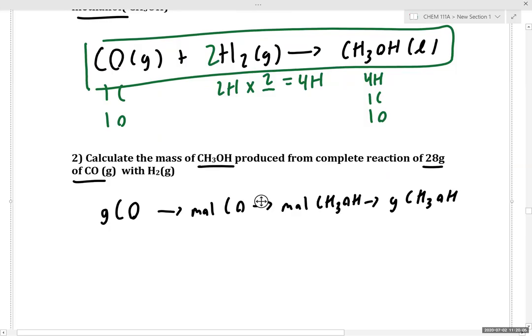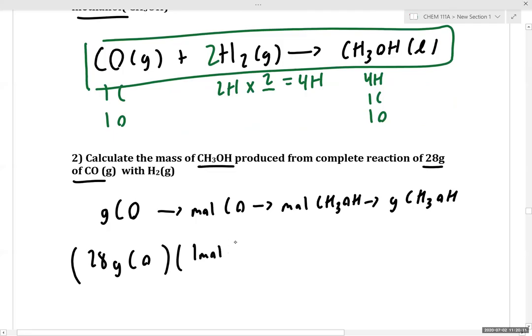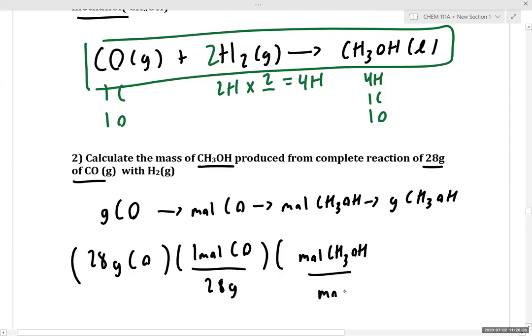Okay, so if we have 28 grams of carbon monoxide, we know in 1 mole of carbon monoxide, we have 28 grams. Looking at our mole to mole ratio, how many moles of methanol do we have per mole of carbon monoxide? What's our mole to mole ratio in this case?